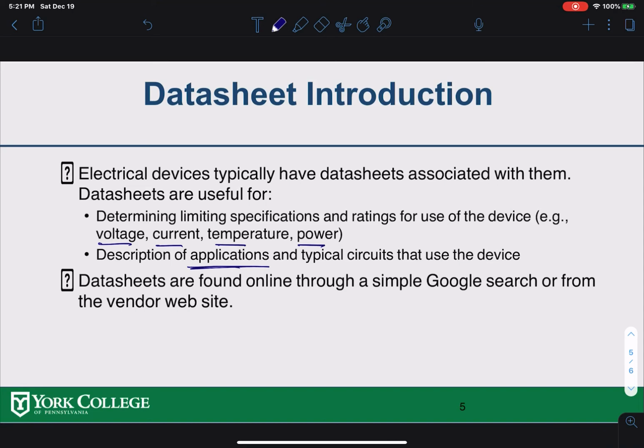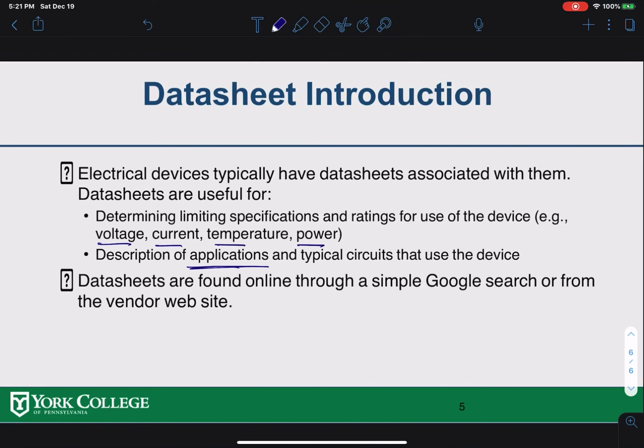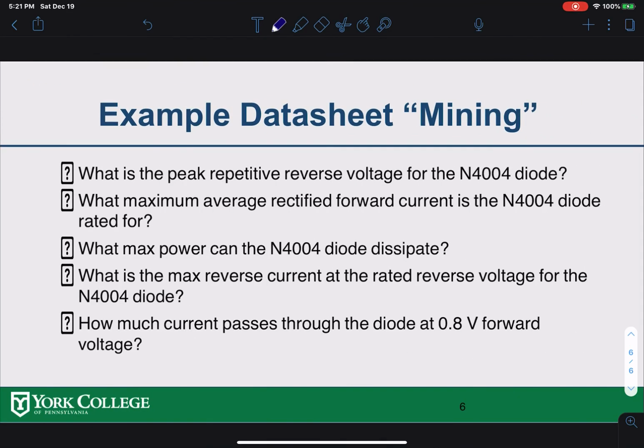Your datasheet can now be found very easily through a Google search. The datasheet you're looking at is for the diode you're using, the N4004 diode. We're going to discuss this topic from your datasheet when you come back to class, so we're going to wait until you come to class and learn how to do datasheet mining.